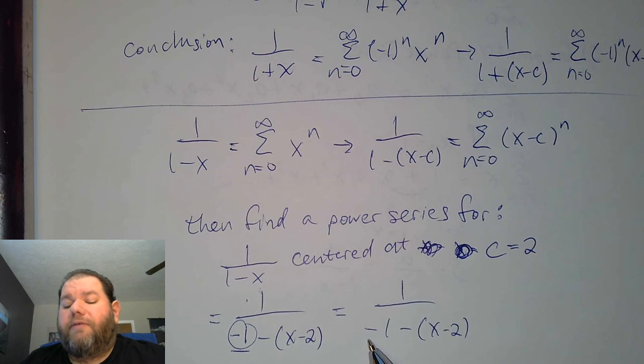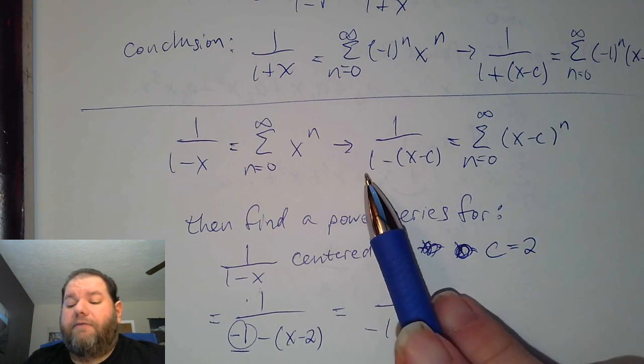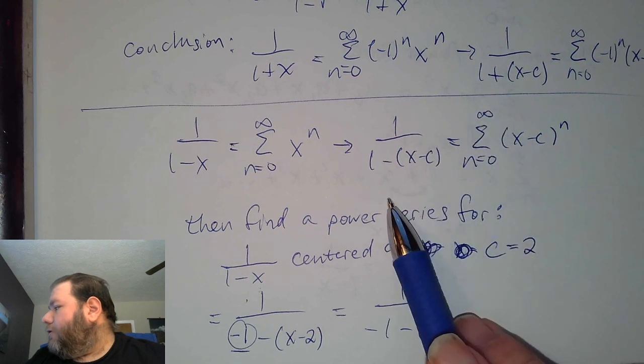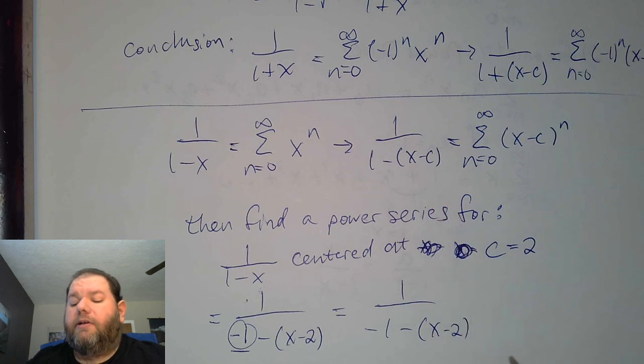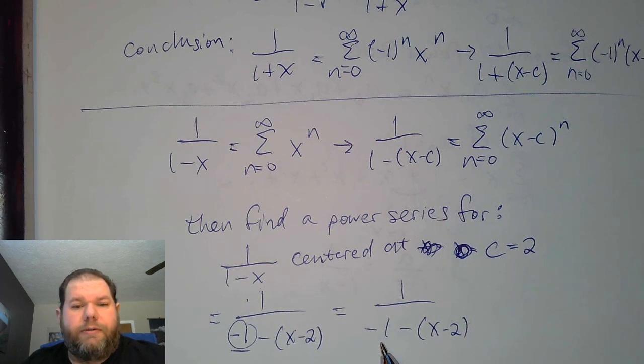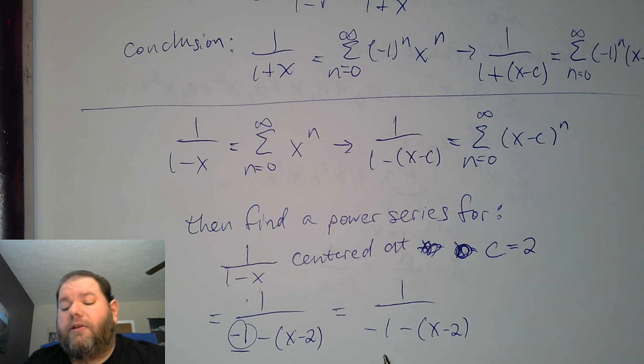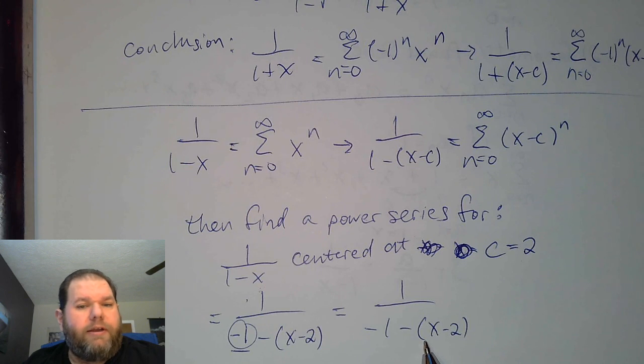So the issue is we don't have either one of these situations right now, where it's 1 plus x minus c or 1 minus x minus c. It's important that this first number be a 1, positive 1 specifically. So when it's a negative 1 like this, we have to go through and change that. So the question is, how can we change this from being a negative 1 to a positive 1? Well, the easiest way is to multiply by a negative 1 over negative 1.